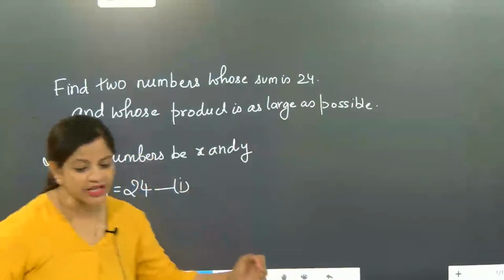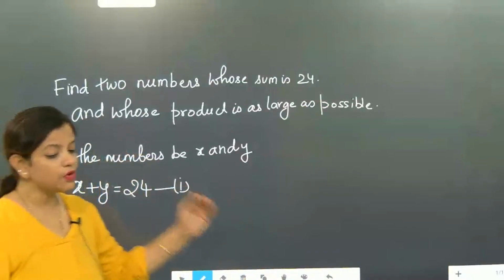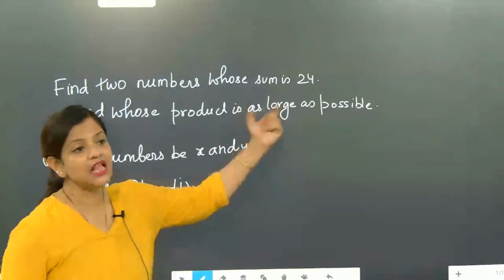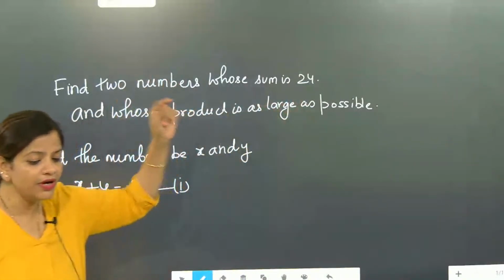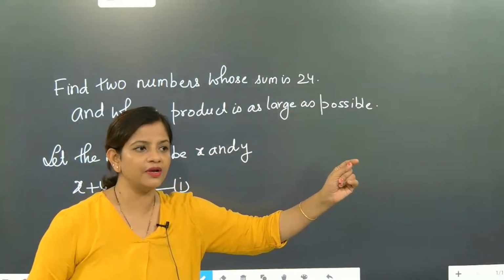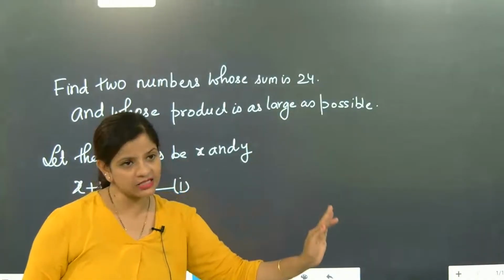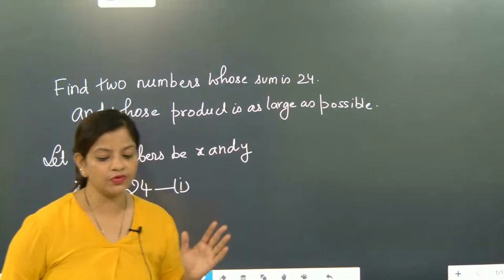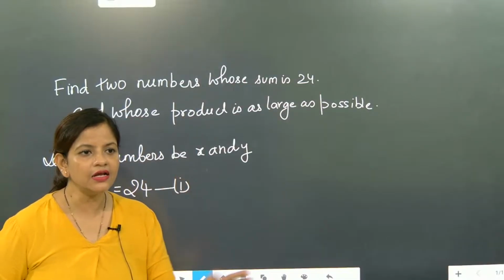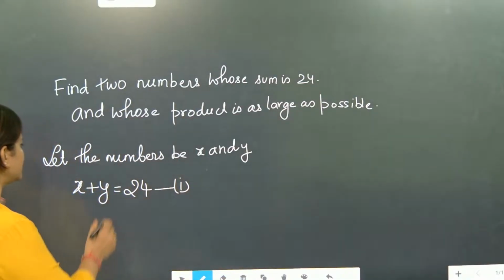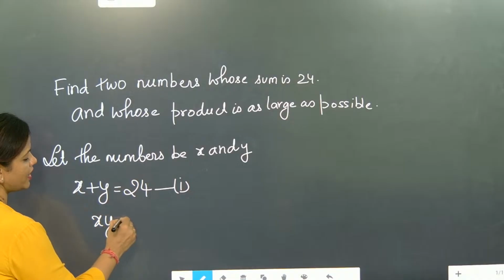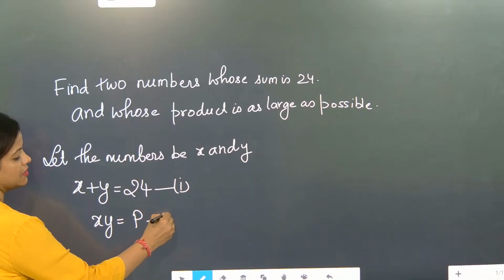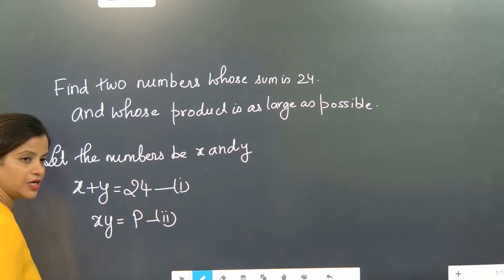After that, they are telling that the product is coming as large as possible. The moment the word large comes into your brain, it means you have to find maxima. Understood? When you have to find maxima, it means you check for less than. So the product is as large as possible, so xy is equal to the product. We can write it as P. So this will become your equation 2.